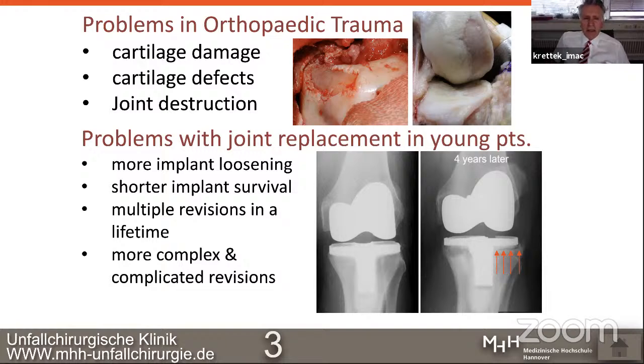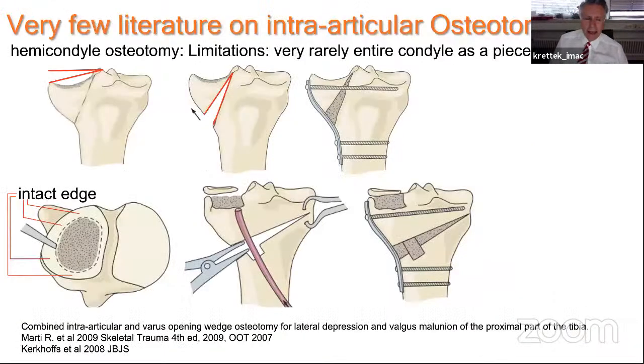The problems in orthopedic trauma have been nicely outlined by Ashok Gavaskar just a few minutes ago. We have cartilage damage, we have cartilage defects, we have joint destructions, we have alignment problems, we have ligament problems. And the problem with joint replacement in the young patient is they have more implant loosening, they have shorter implant survivals, they have more and multiple revisions in a lifetime, and they get more and more complex and more complicated.